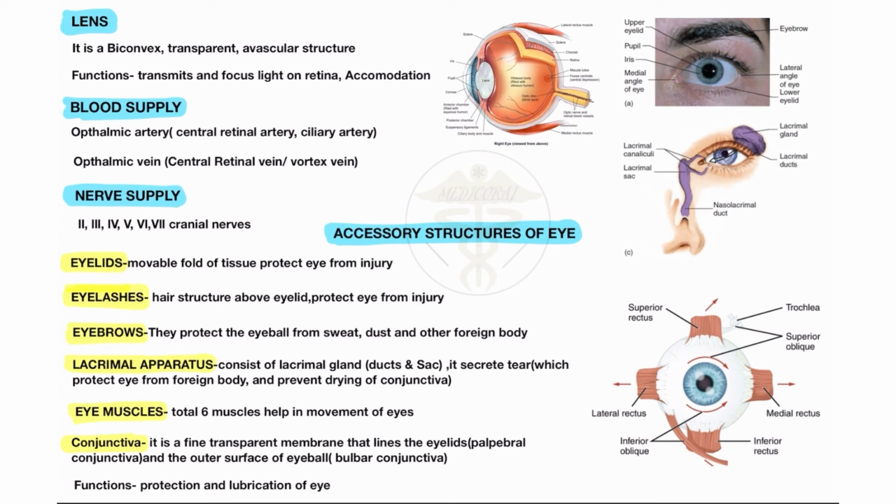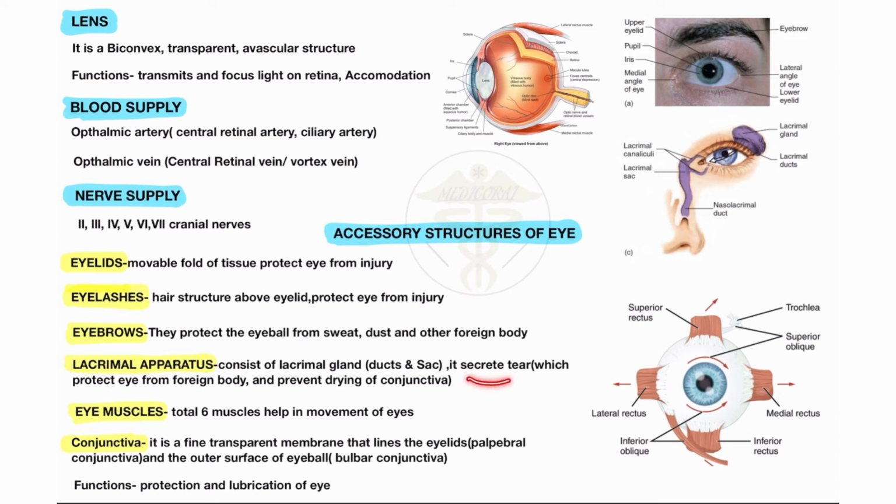The temporal part of the eye means the lateral part, where the lacrimal apparatus is present. It consists of the lacrimal gland, lacrimal duct, lacrimal canaliculi, lacrimal sac, and the nasolacrimal duct. All of these together are called the lacrimal apparatus.